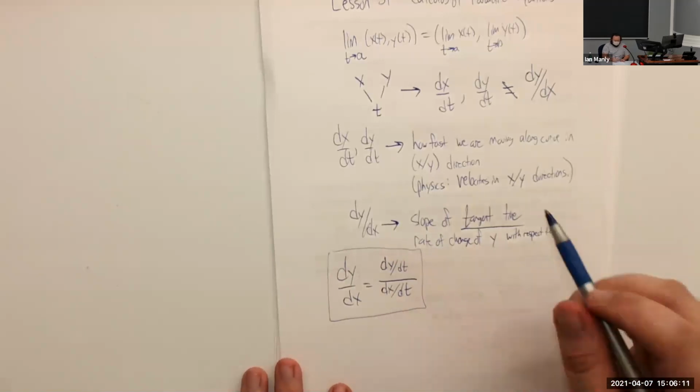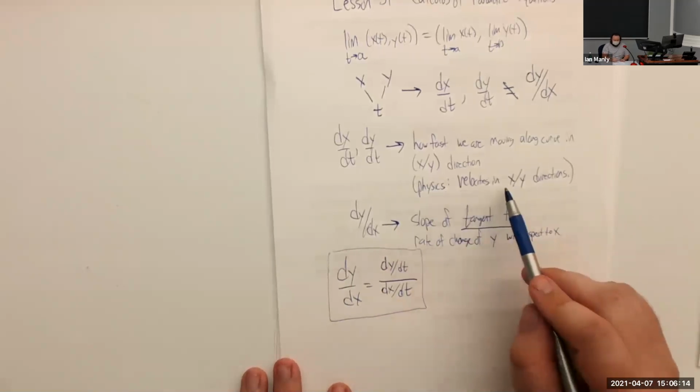What's the word after physics? Velocities in the x and y directions.